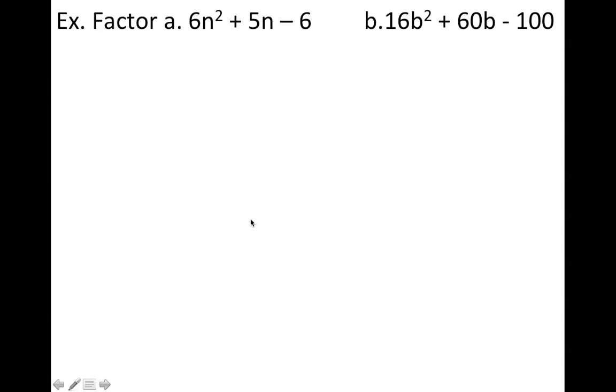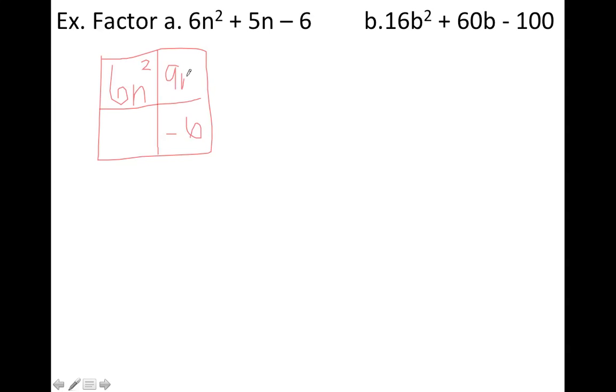Another method I would like to show you is the box method. So if you don't like MSG, you can choose the box method, meaning you draw a box with 4 spots in it. Your first term always goes in the first box, and your last term goes in the last box. And we still have to find two numbers. When we multiply 6 and negative 6 to get 36, but add to be 5, which are 9 and negative 4. So we'll put those in the boxes there, but you have to put an n with them. So we have 9n and negative 4n.